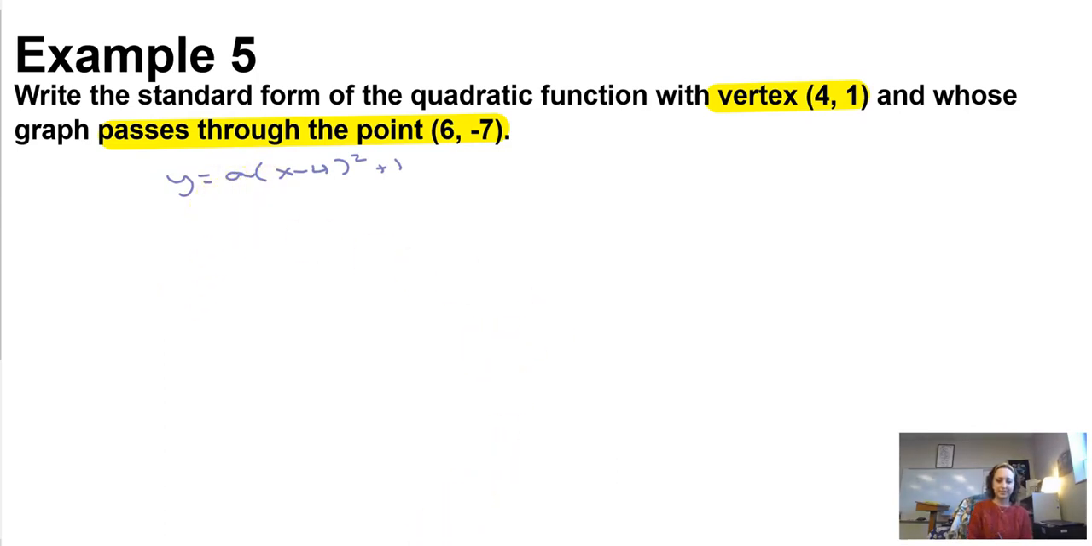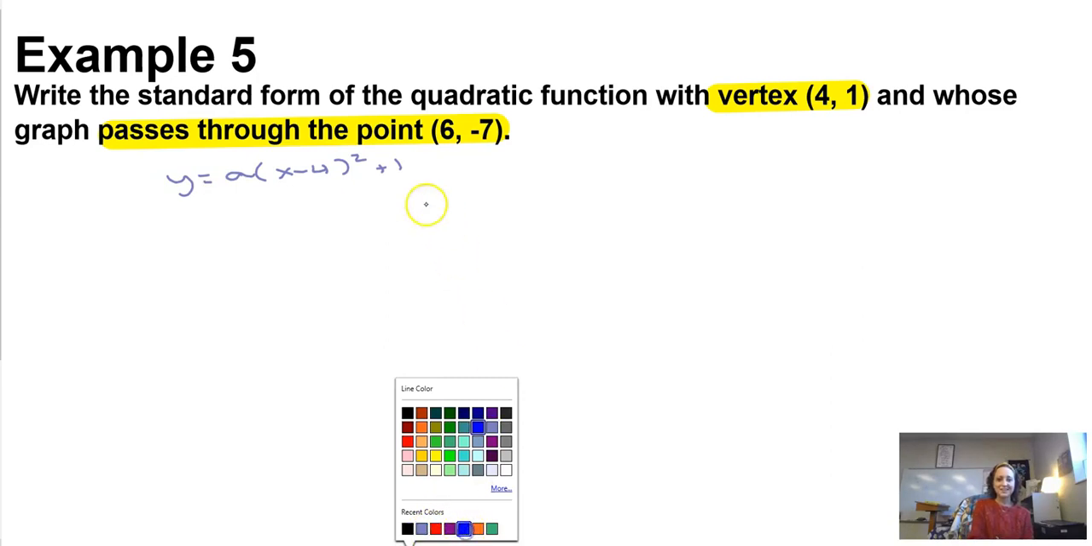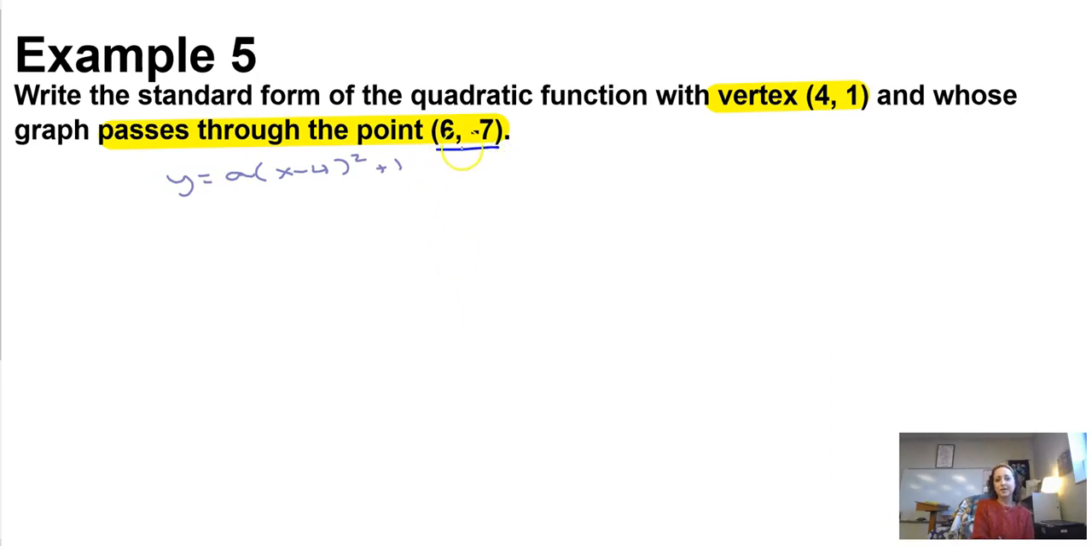Now ideas, how could we find a? Yeah, let's go ahead and plug in this point. What would we plug in for, or where would the 6 go? We would plug 6 in for this x, and the -7 we would plug in for y, and then we would solve for a. So it'd look something like this. -7 equals a, which is what I'm trying to find, times 6 minus 4 quantity squared plus 1, right? All right, I'm forced to pause on your screen. See if you can simplify and solve this for a. Hit continue when you're ready to check your answer.